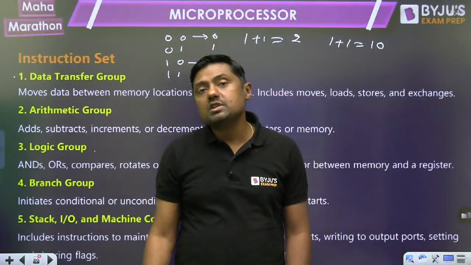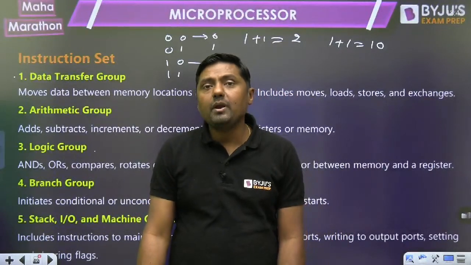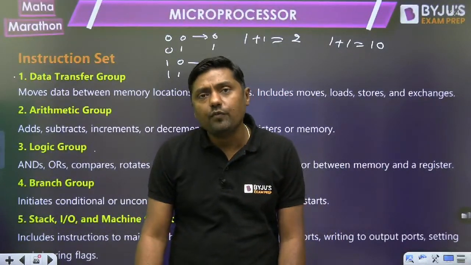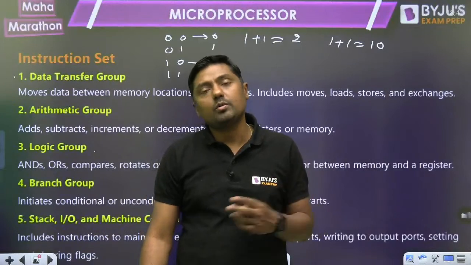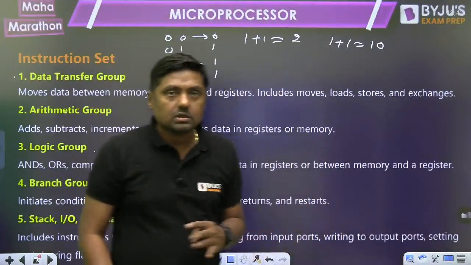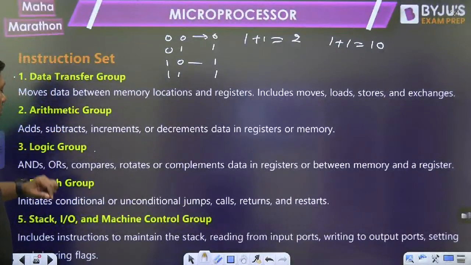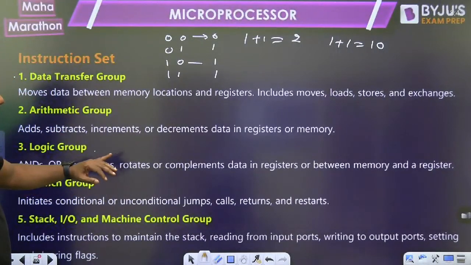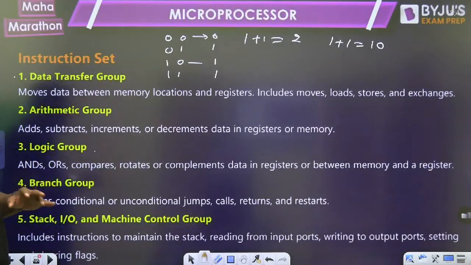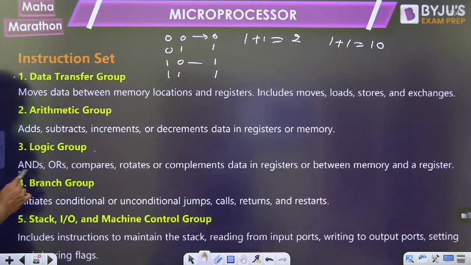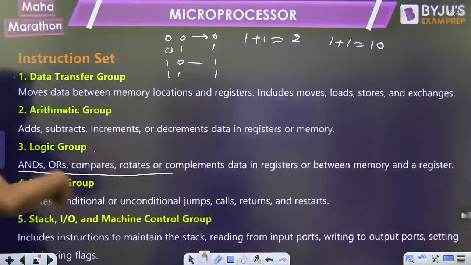And we have one instruction, complement. Complement means complement the content of accumulator. 1 will become 0, 0 will become 1, CMA. This is called complement the content of accumulator. This is called logical operation: AND, OR, compare, rotate, complement. So we can compare the data also, rotate the data, right?